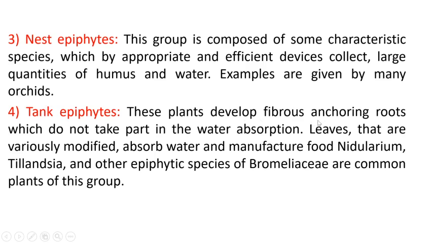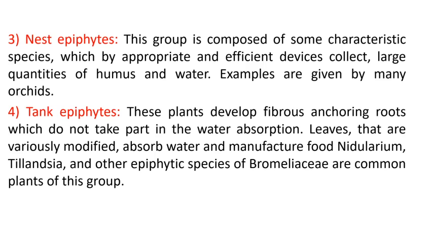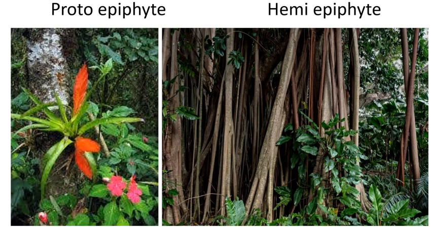This plant develops fibrous anchoring roots which do not take part in the water absorption. Leaves that are variously modified absorb water and manufacture food. Nidularium, Tillandsia, and other epiphytic species of family Bromeliaceae are common plants of this group. In this way, we have completed the four types of epiphytes. The first one, protoepiphytes, second one, hemi-epiphytes, third one, nest epiphytes, and last one, tank epiphytes.